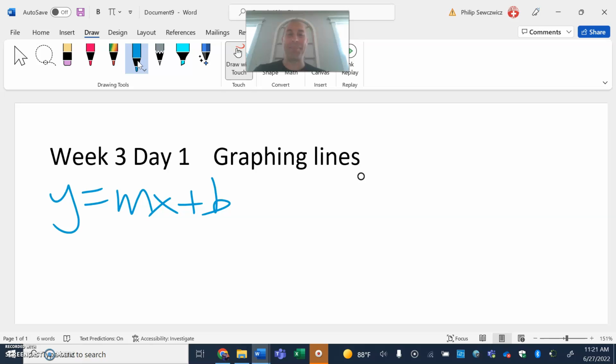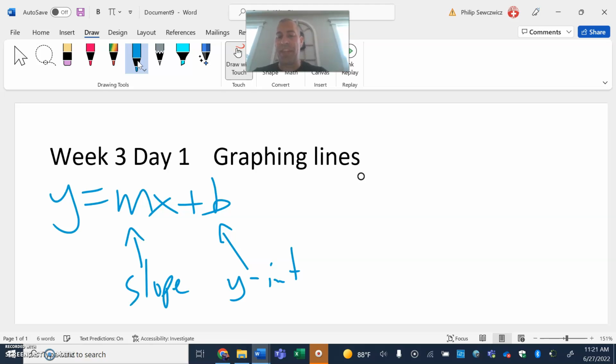Y equals mx plus b. All right. If you said slope-intercept form, congratulations there. Yeah, this is our fast way of graphing. And so what we want to remind ourselves here is that this b is known as the y-intercept, where m is our slope that we're after.